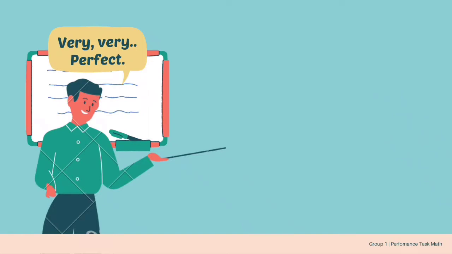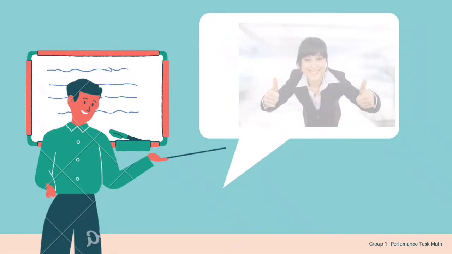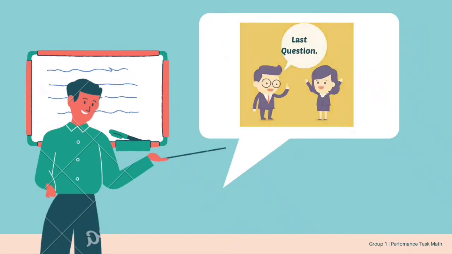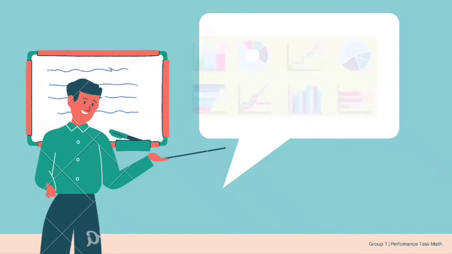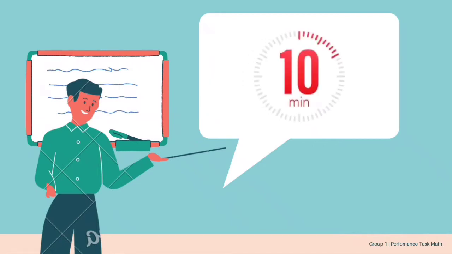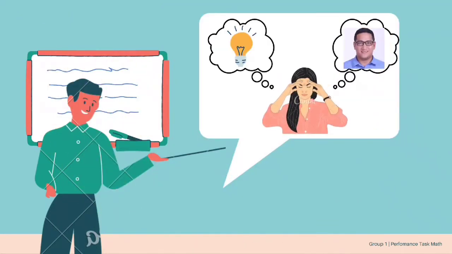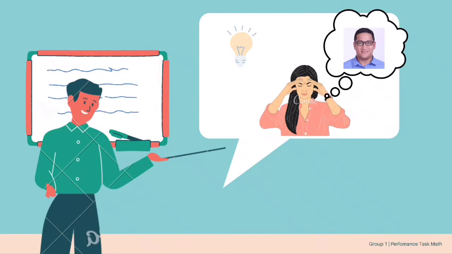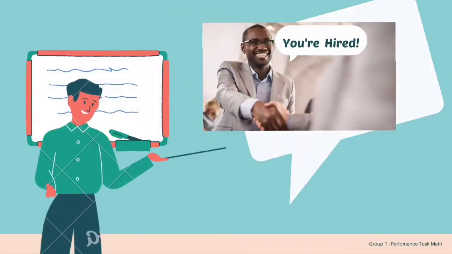There we go, perfect. Imagine you're in a job interview for a sales marketing job, and it's going great. Then your interviewer asks you one final question: how much does 9% of our customers, from least amount spent to most, spend on our products? He shows you some charts and graphs to figure it out, and you've got 10 minutes to finish it. You start worrying you won't be able to do it because of the overwhelming amount of data you see. But then you remember something your 10th grade math teacher taught you. After about 7 minutes, you give them the answer and you get the job.